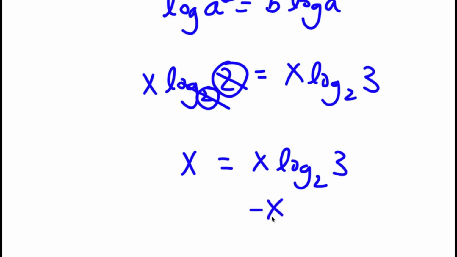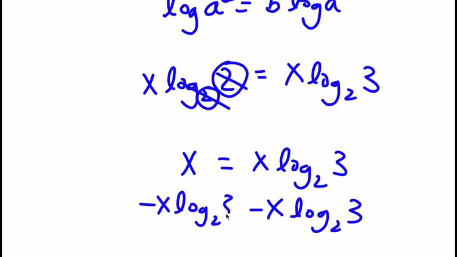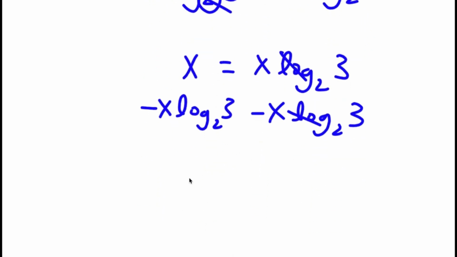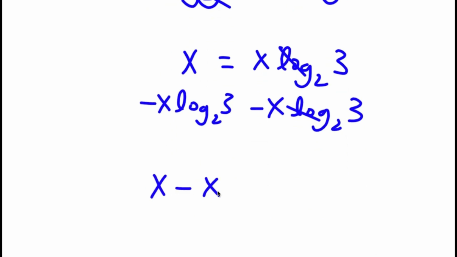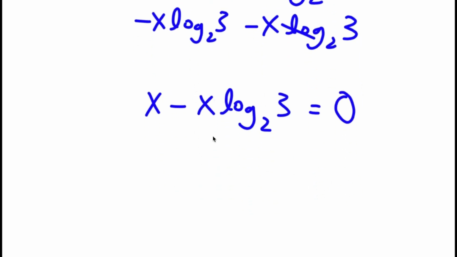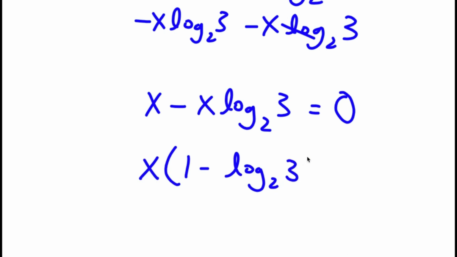Now, I'm going to subtract x times log base 2 of 3 on both sides. So these two cancel out. And now I'm left with x minus x log base 2 of 3 is equal to 0. So now I'm going to factor out x from the left-hand side. So now I have x times (1 minus log base 2 of 3) is equal to 0.